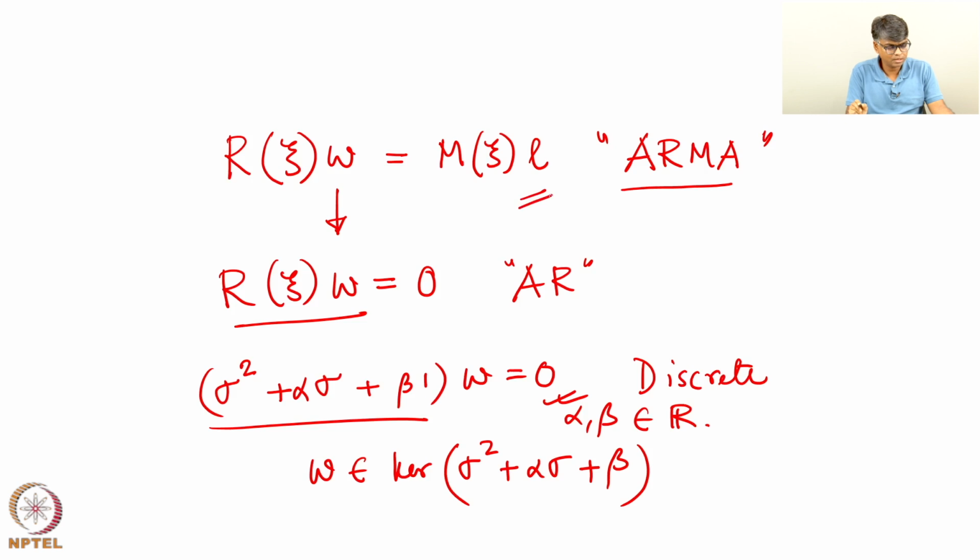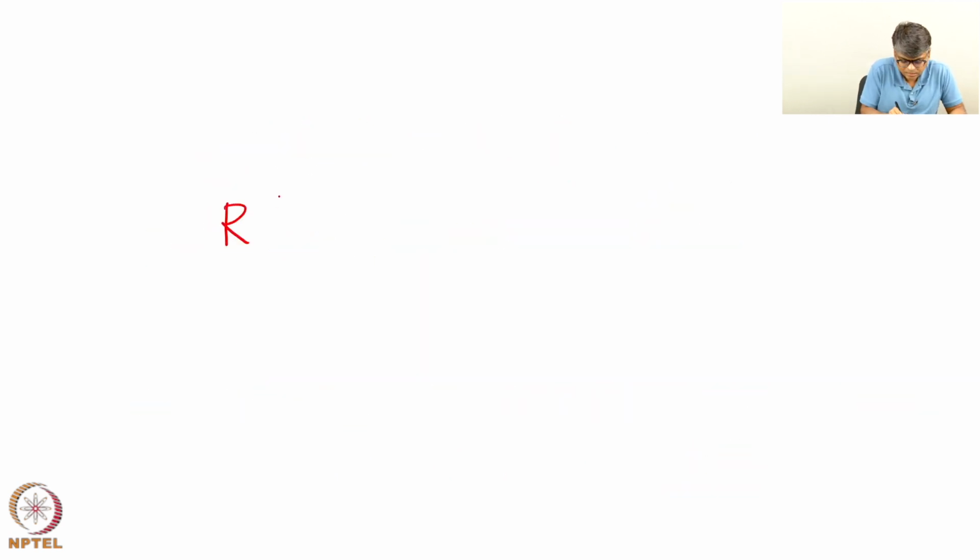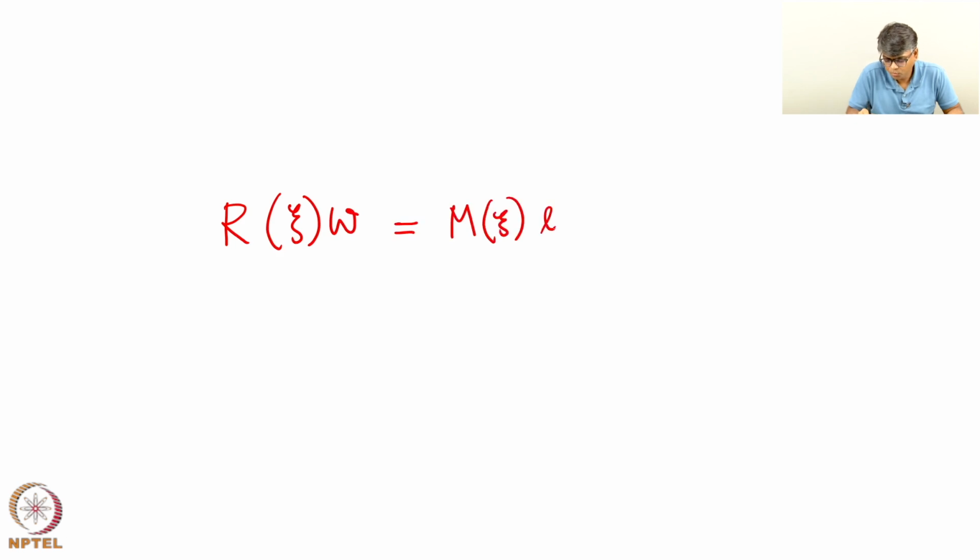Why is it called an autoregressive moving average sequence? Because when you have R(ξ)w equal to 0, it is autoregressive. Here the autoregression part is there, but together with that there is also M(ξ)l, where l is assumed to be a free variable. Now look at this, what does this say?